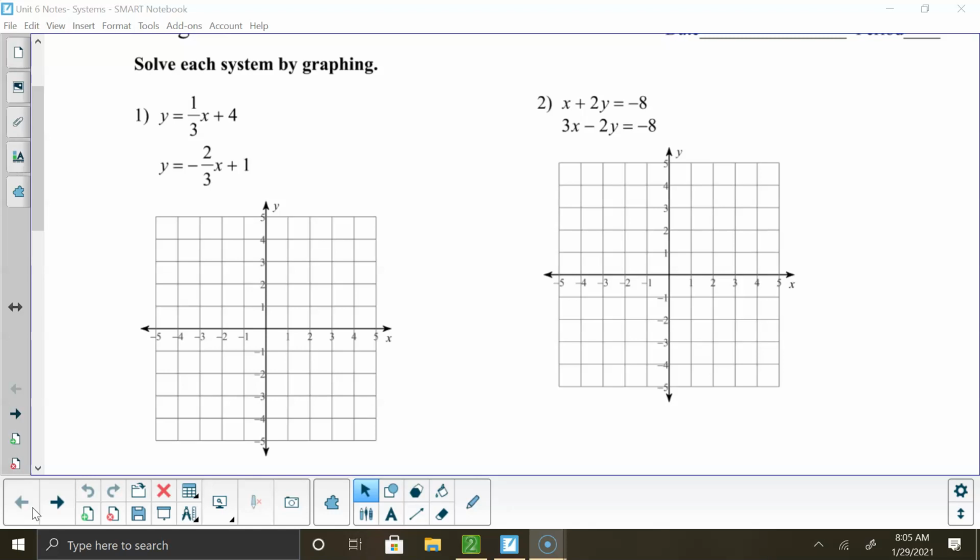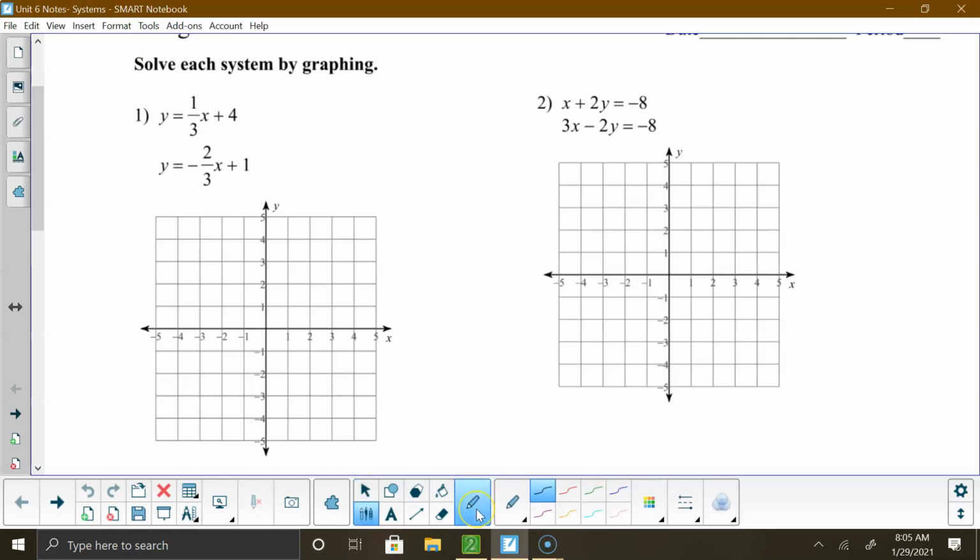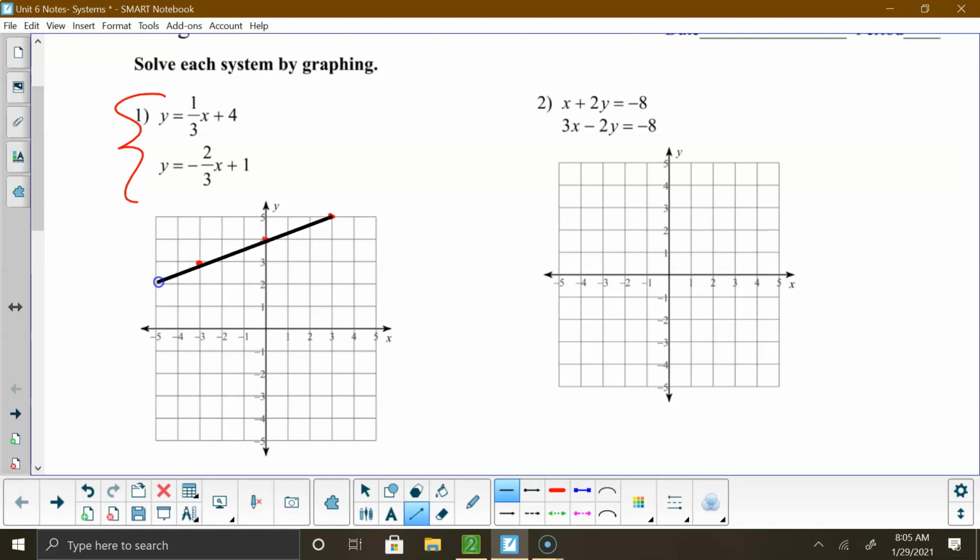So, when it's in slope-intercept form, like number 1, this is your easiest kind of way to graph, just because everything you need is already there. So my y-intercept is up here at 4 for this first one, and my slope is up 1 over 3. And because I'm doing this on a smartboard, and I need a little bit more dots, I'm just going to add a couple in. So, start here.